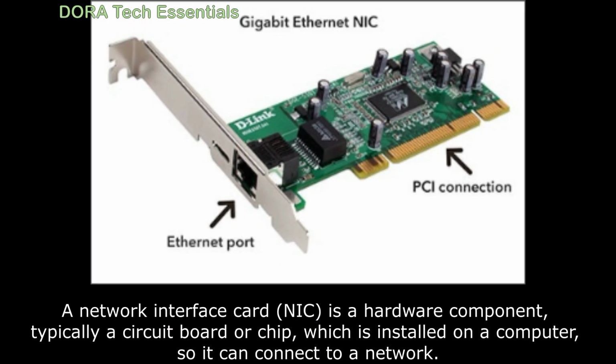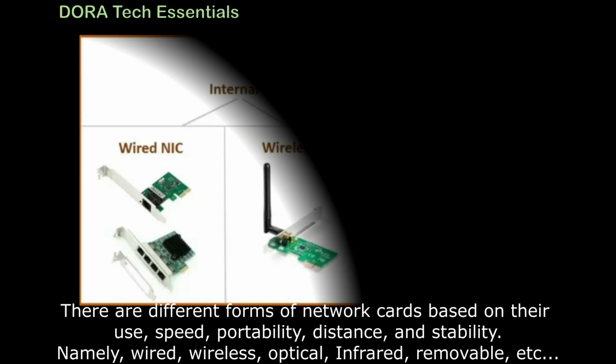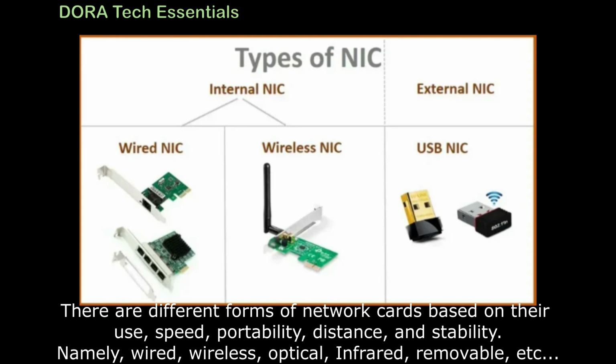A network interface card, NIC, is a hardware component, typically a circuit board or chip, which is installed on a computer, so it can connect to a network. There are different forms of network cards based on their use, speed, portability, distance, and stability. Namely, wired, wireless, optical, infrared, removable, etc.